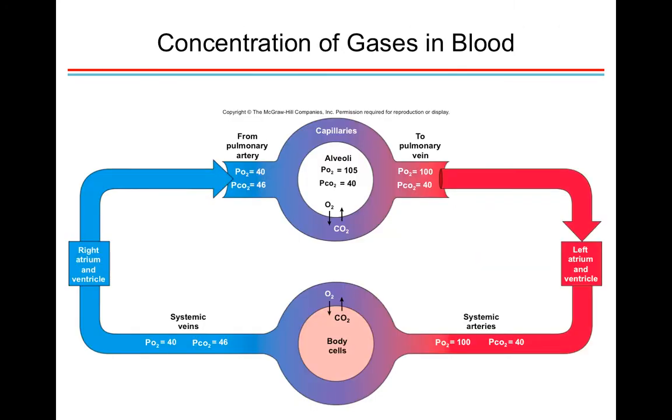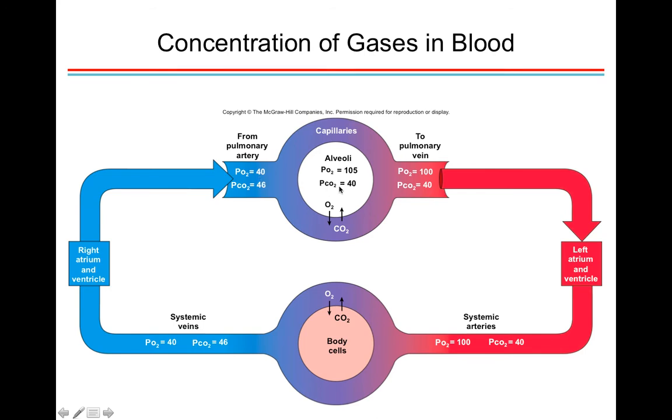What I'd like to show you now is the concentration of gases in blood as they circulate the body. So let's start from the pulmonary artery into the lungs. So the blood coming from the pulmonary artery has a pressure for oxygen of 40 millimeters mercury, whereas the pressure for the carbon dioxide is going to be 46 millimeters mercury. That's in the blood in the pulmonary artery that is deoxygenated.